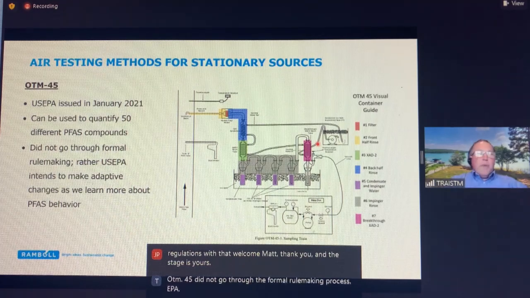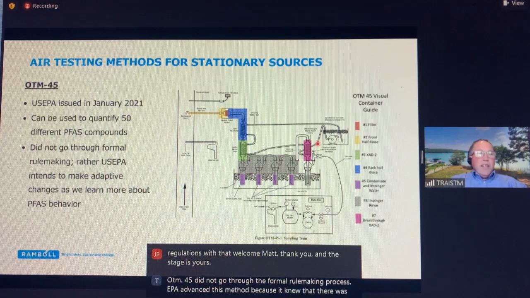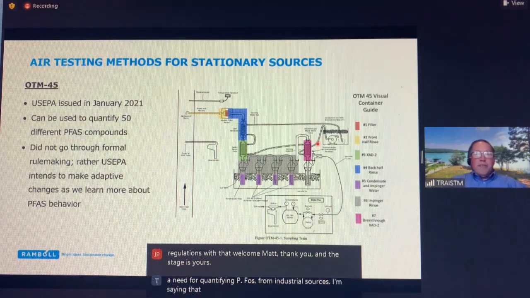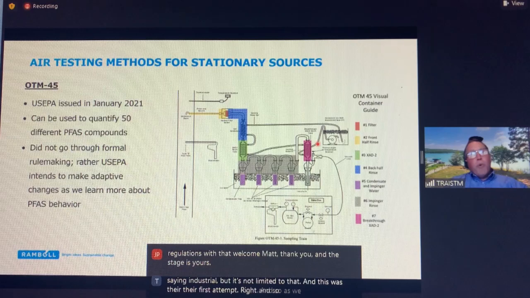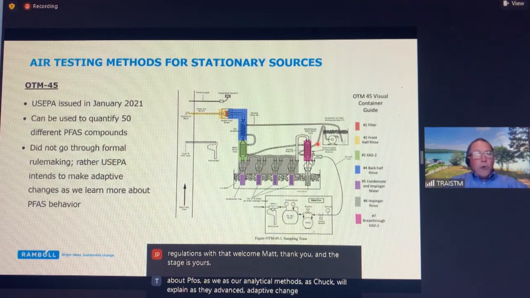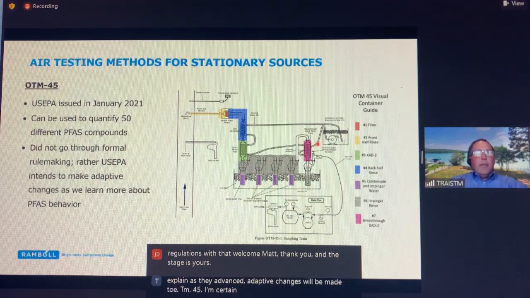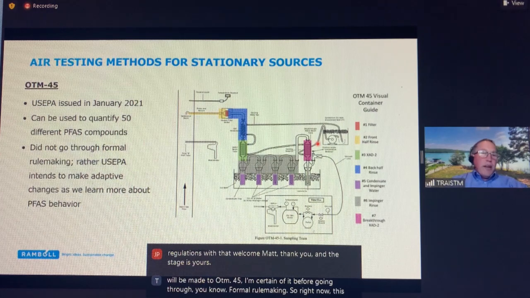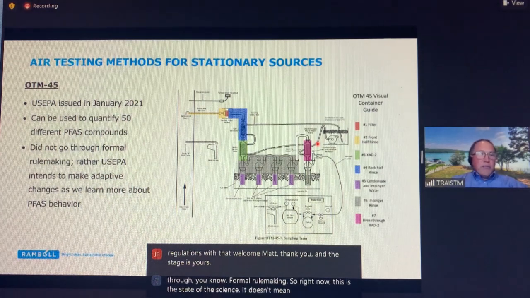EPA advanced this method because it knew that there was a need for quantifying PFAS from industrial sources. I'm saying industrial, but it's not limited to that. And this was their first attempt, right? And so as we learn more about PFAS, as our analytical methods, as Chuck will explain, advance, adaptive changes will be made to OTM45, I'm certain of it, before going through formal rulemaking. So right now, this is the state of the science. It doesn't mean that it's the end-all be-all. It's our first attempt.